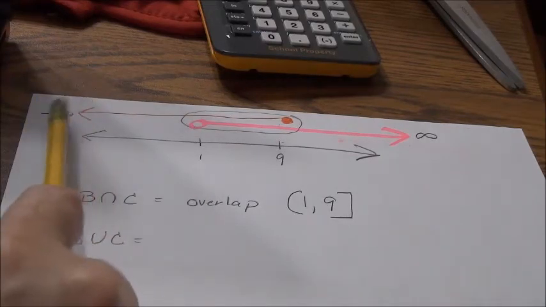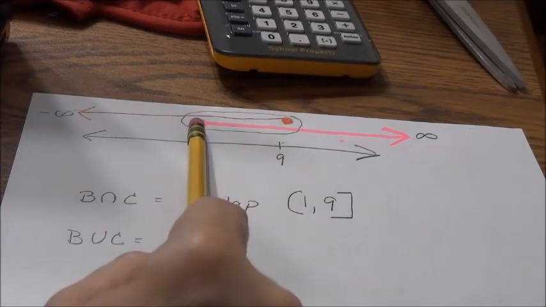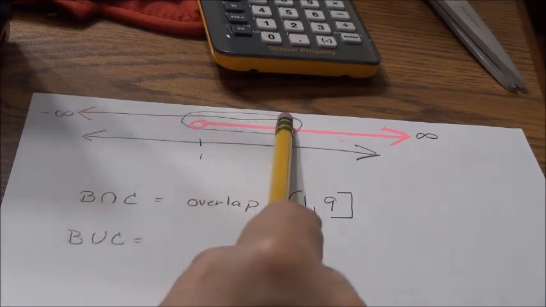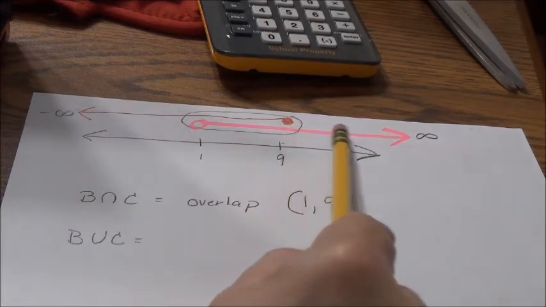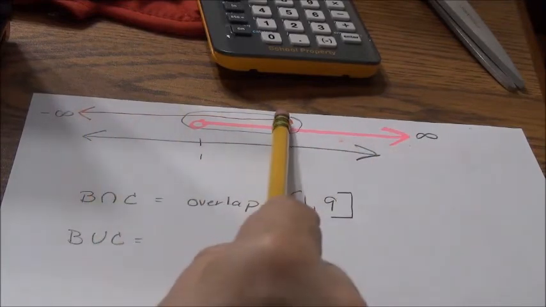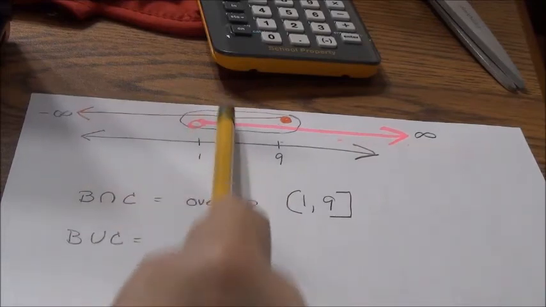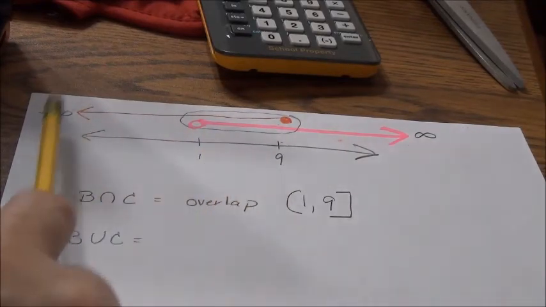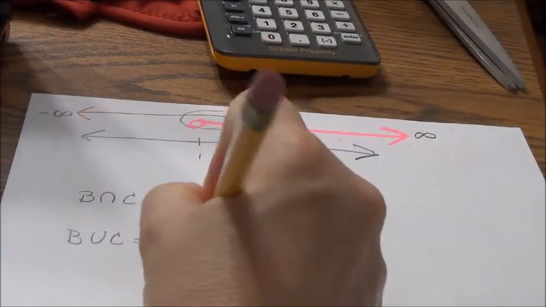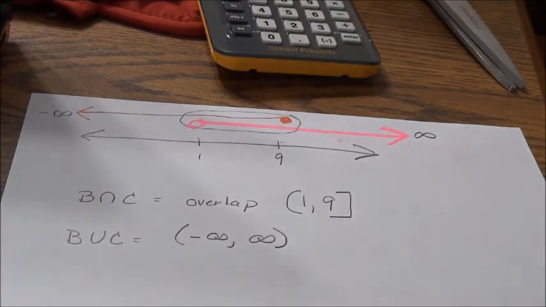Here I shaded the values from negative infinity to 9. Here I shaded the values from 1 to infinity. So what happened is I shaded all the values up to 9, but then it kept going to infinity. So my entire number line got shaded either in the less than 9 or greater than 1. There's no gap, no space in the middle. So I'm just going from one end of the graph to the other end of the graph. And so negative infinity to positive infinity would be my answer.